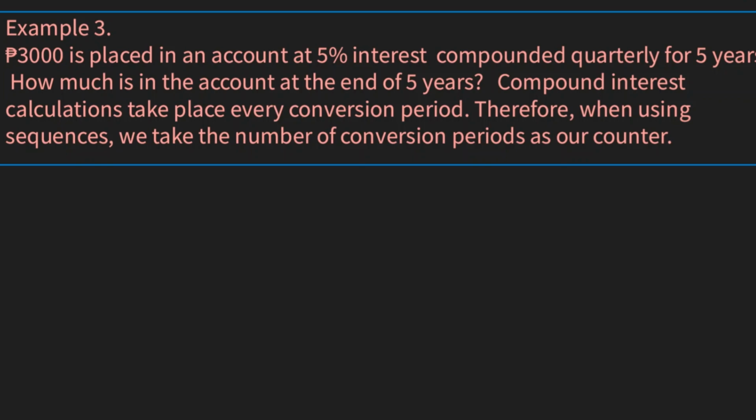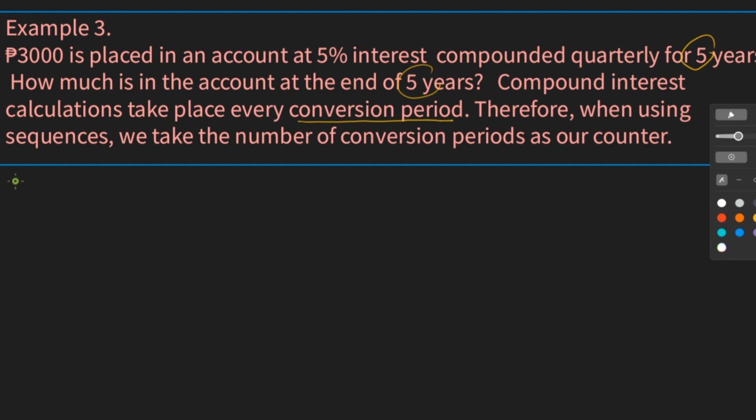I'm back. So for today, we are going to solve this example. Let me read it first. 3,000 pesos is placed in an account at 5% interest compounded quarterly for 5 years. How much is in the account at the end of 5 years? Compound interest calculations take place every conversion period. Therefore, when using sequences, we take the number of conversion periods as our counter. Okay, so let's do this.